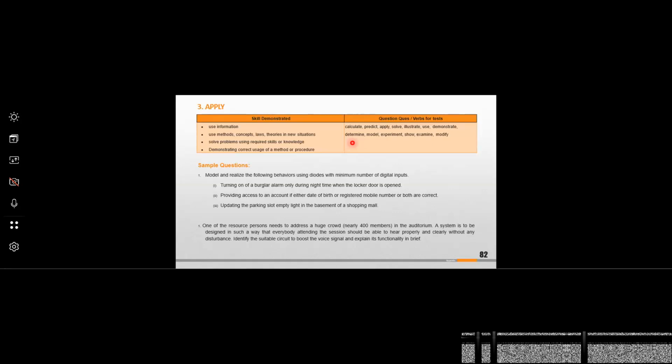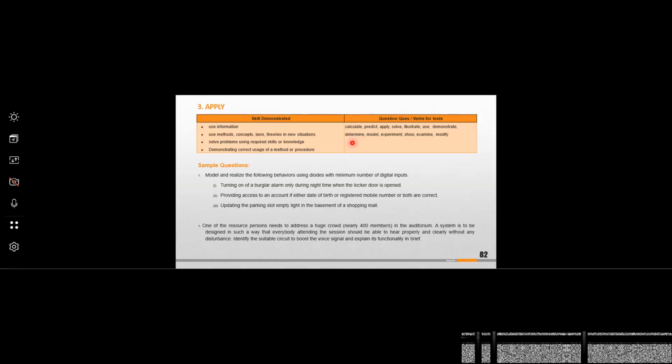The data is given, and we need to apply that data in the respective formulas and get the outcome. Or solve. Solve means we need to solve the problems by applying whatever data is given. So the third level is apply. That means the student should be able to apply his knowledge in applying the given data in the formulas of that particular question.